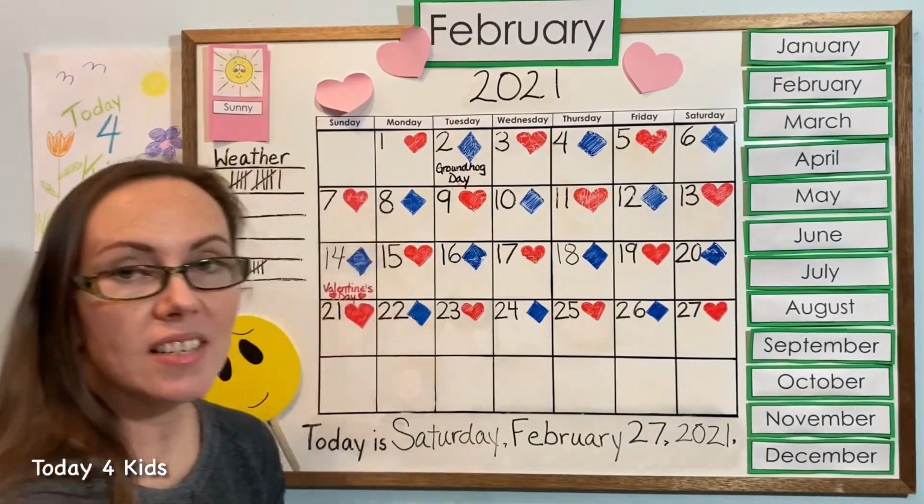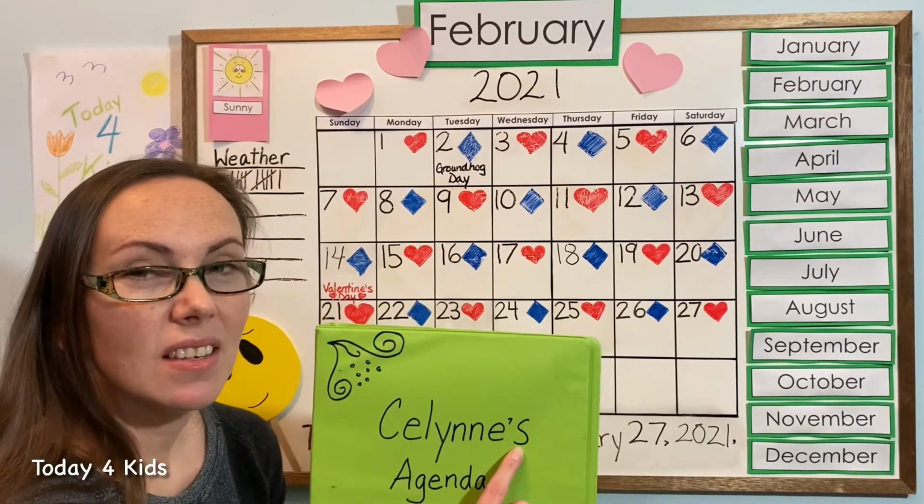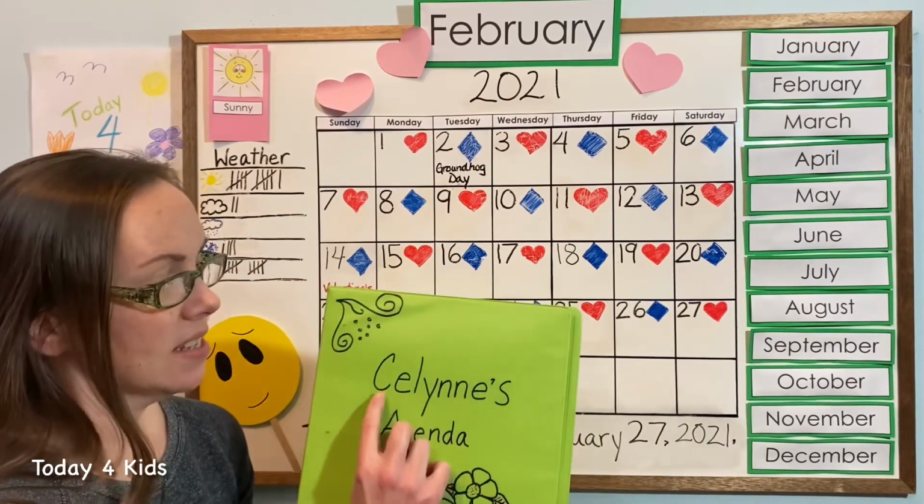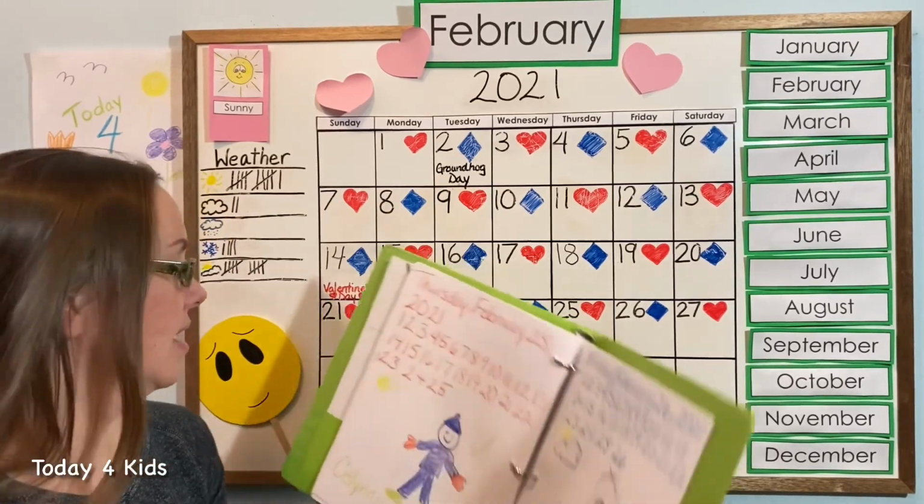Let's do our agenda today. Do you remember what the apostrophe S at the end of my name means? That means this belongs to me, right? Celine's apostrophe S means this belongs to someone.